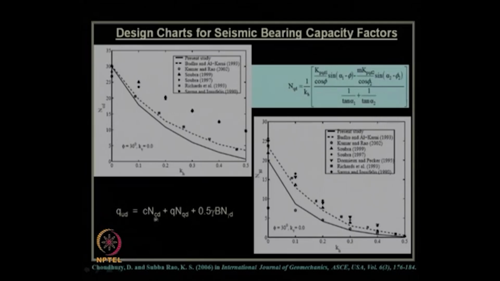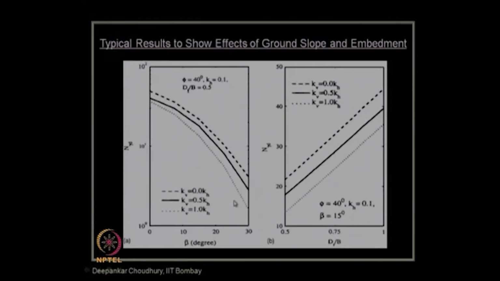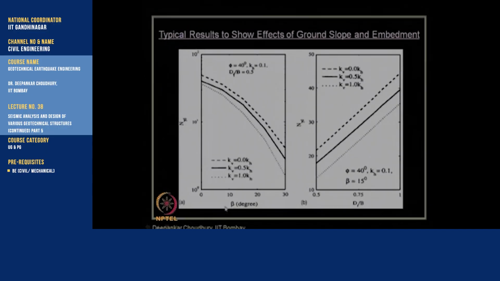Also, this chart shows that this equation can be adopted for the shallow strip footing in sloping ground condition also. Now, this chart typically shows the effect of ground slope and embedment, which is necessary. Suppose this is the ground slope of beta. With increase of this ground slope, we can see the seismic bearing capacity factor N gamma d decreases significantly, and so do the other bearing capacity factors, for these chosen input parameters and different values of kv.